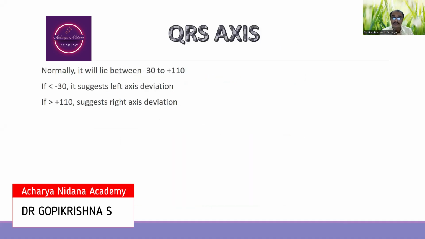Next, about the QRS axis. As we have discussed in the previous video, the normal QRS axis lies between -30 to +110 degrees. When the QRS axis is less than -30, up to -90, we say it is a left axis deviation. If it is more than 110, up to plus or minus 180, then it is said to be right axis deviation.